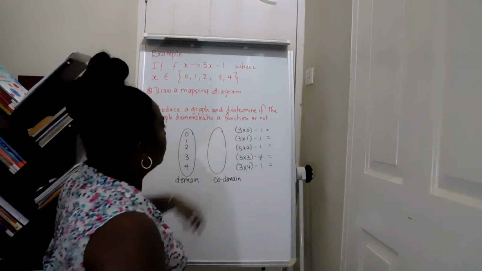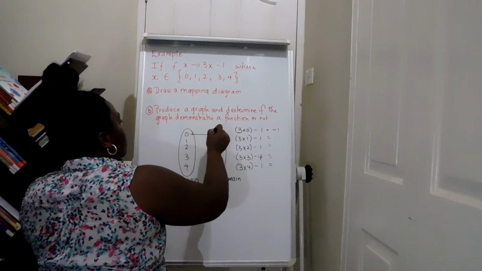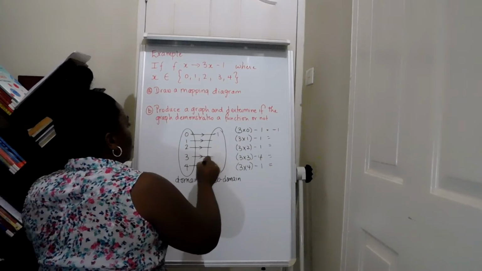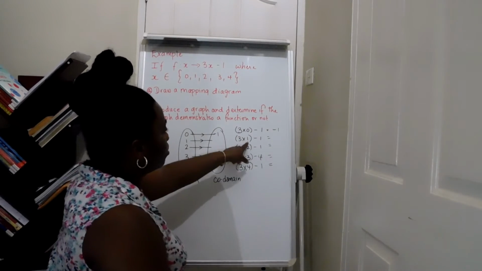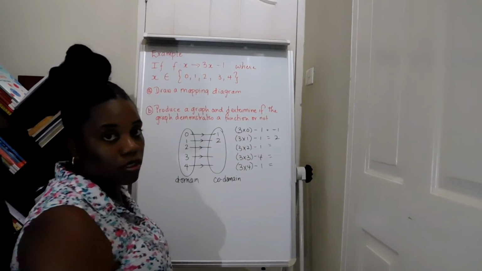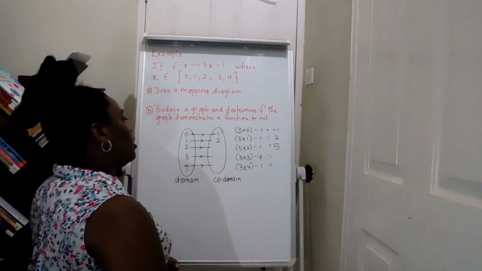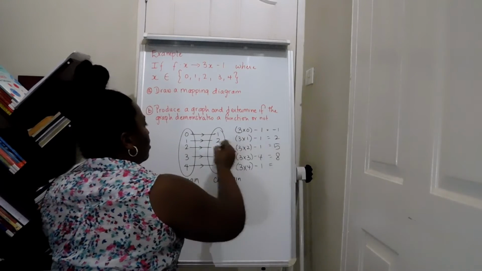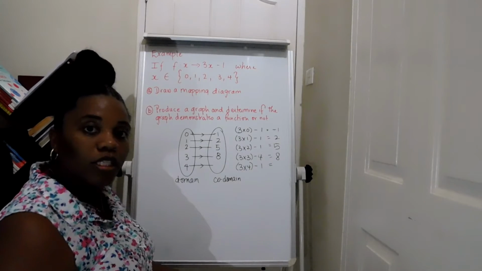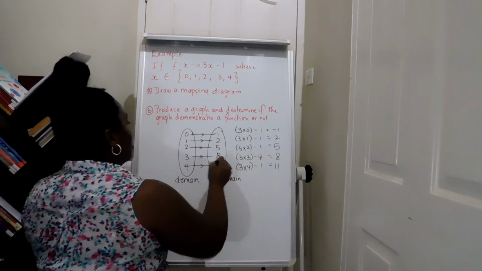Okay, so this will give us 0 minus 1, which is minus 1. So we put minus 1 right here, and we put the arrow leading up. Let me just put in all my arrows now. 3 times 1 is 3, so 3 minus 1 is 2. 3 times 2 is 6, so 6 minus 1 is 5. 3 times 3 is 9, so 9 minus 1 is 8. And 3 times 4 is 12, and 12 minus 1 is 11. Great.